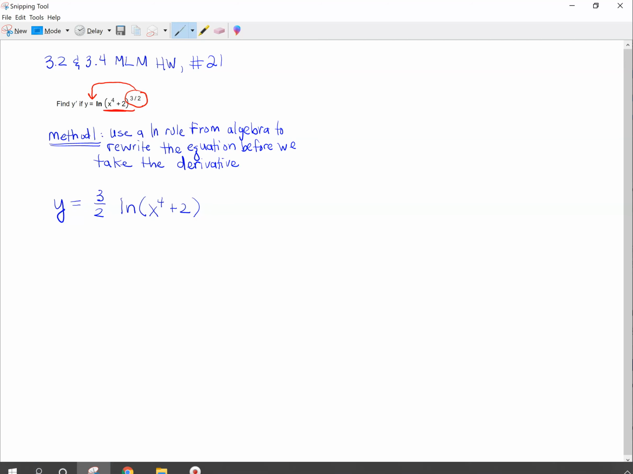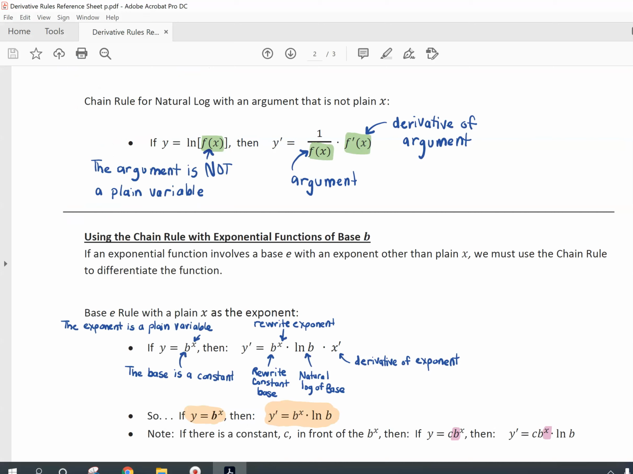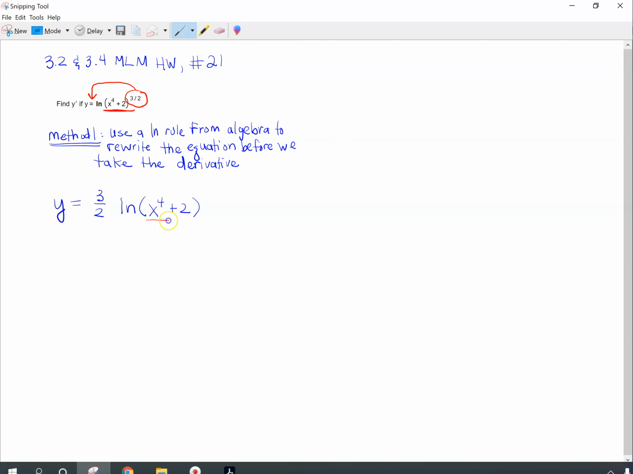Now I'm going to use my log rule. So just as a reminder, the natural log rule says this. Okay, so here we are, our natural log rule. It says if your equation is written in the form of the natural log of some argument, where that argument is a function, then the derivative y prime sends the argument to the denominator. So we have 1 over that argument, and then we tack on the derivative of the argument. So I'm going to apply this rule to find the derivative. Okay, so here we go. So my argument in this case is this binomial.